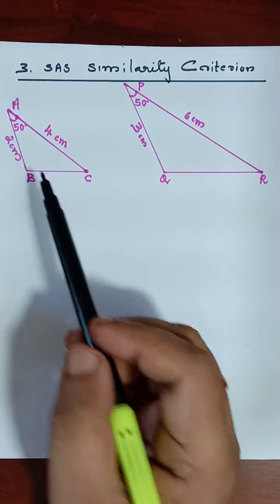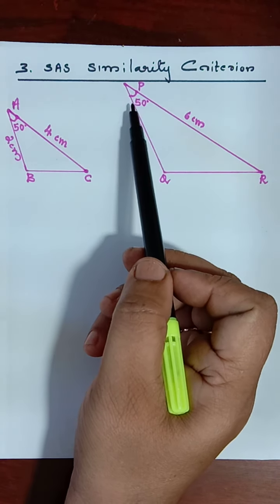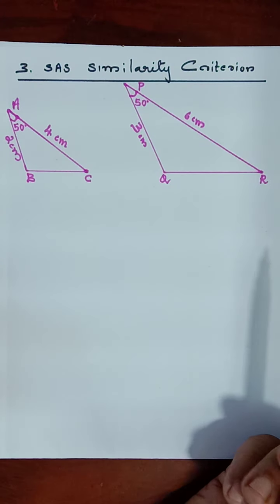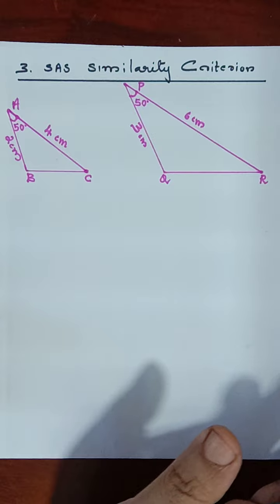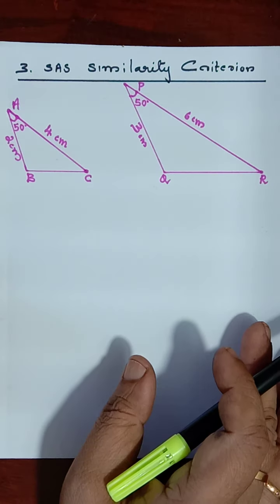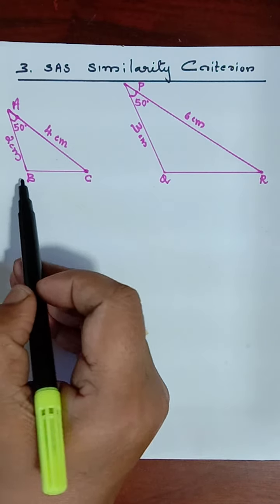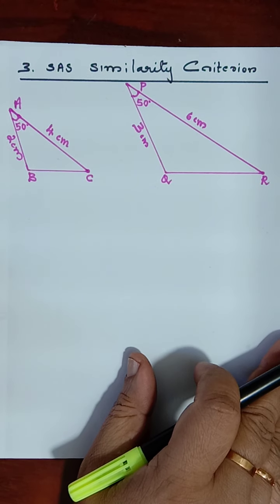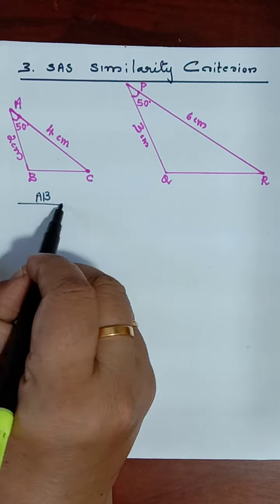Now let us match each one. Here 50 and 50, they are equal. In the case of angles in similarity, corresponding angles are always equal, whereas corresponding sides are proportional. Here we have to check the proportionality, that is AB and PQ. Sides proportionality I am going to check. AB by PQ.